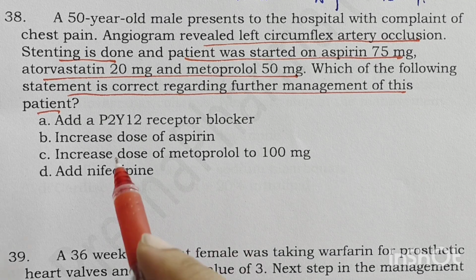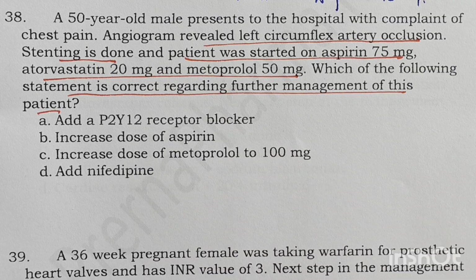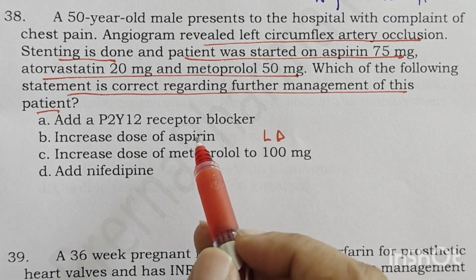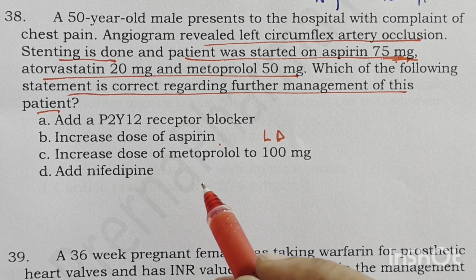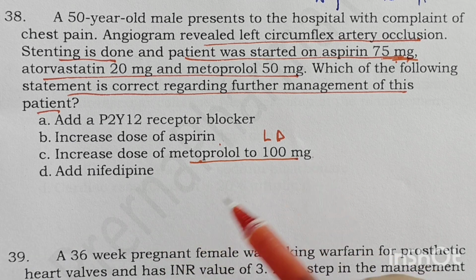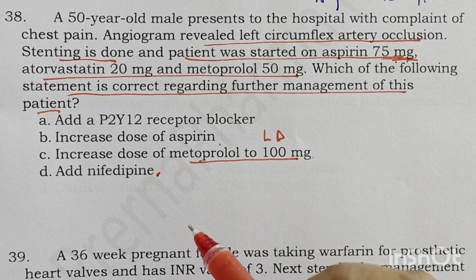Here the options given are add a P2Y12 receptor blocker, increase the dose of aspirin, increase the dose of metoprolol, add nifedipine. So what are we going to do in this case? Increased dose of aspirin, no. Aspirin we are already giving 75 milligram, so we have to give low dose. Increased dose of metoprolol to 100, this is also not correct. Metoprolol has to be given in this dose only. Add nifedipine. Adding a CCB has no benefit.